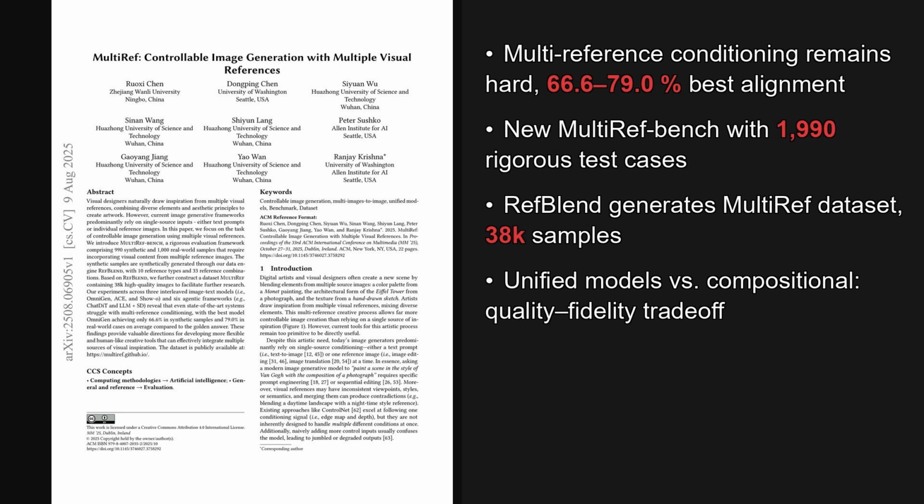Wrapping up, two takeaways stand out. Multi-reference conditioning remains hard, since even the strongest model tops out near 70 to 80%, and the new benchmark plus RefBlend and MultiRef give a clear path to improve instruction following and source fidelity.